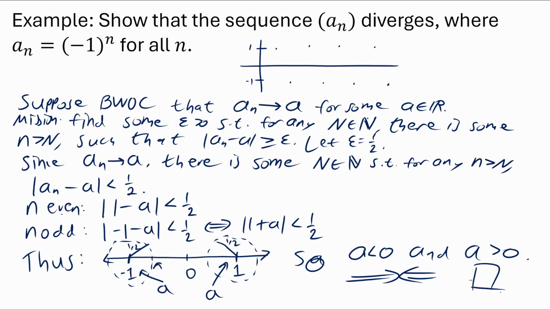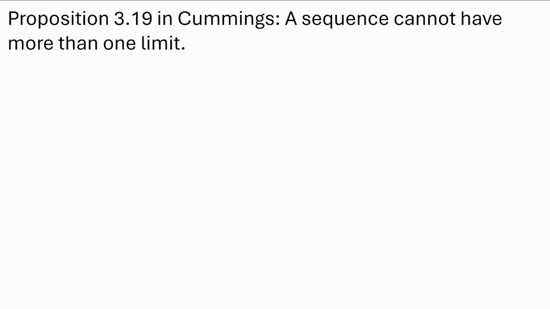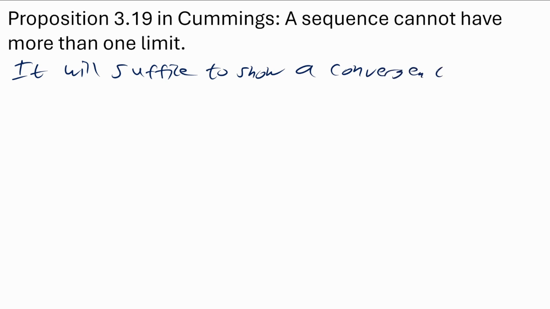This sequence diverges. Now, it doesn't diverge to infinity or -infinity, but that's fine. There are sequences that don't diverge to infinity or -infinity, but nonetheless diverge. For example, this one, no problem. We're going to end it with one more proposition. A sequence cannot have more than one limit. It will suffice to show a convergent sequence has one limit.